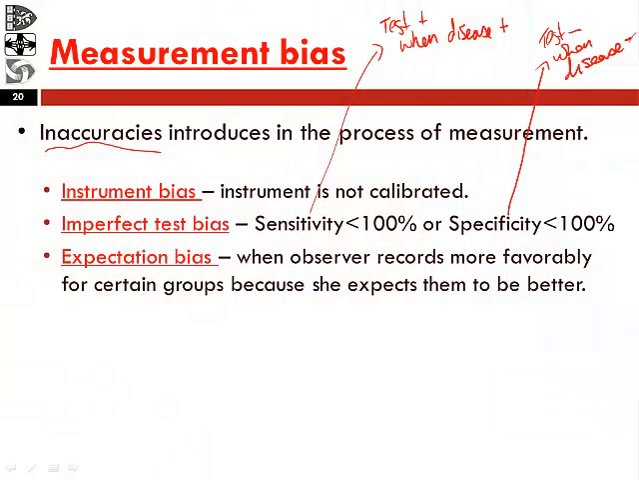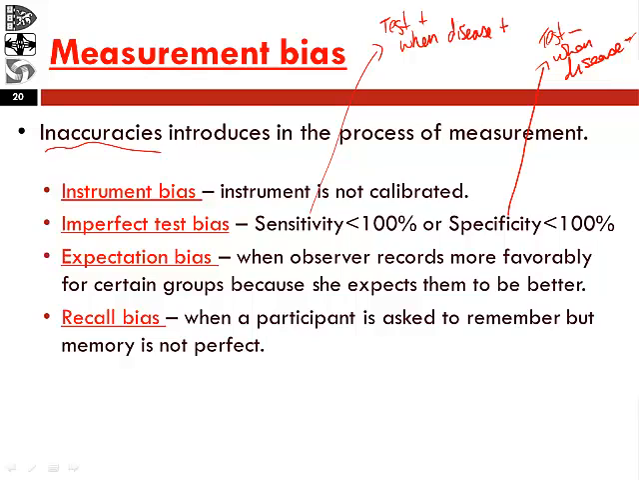Expectation bias. This is when the observer records something more favorably for certain groups because she expects them to do better. So I have two groups, people who come to my training and people who don't. And I go to measure their quality of research. And I go, of course the people who came to my training did better. I expect them to do better. Their quality of research is so much better. And what I write down doesn't reflect what I saw. What I write down reflects what I wanted to see, what I expected to see. Okay, that's an expectation bias.